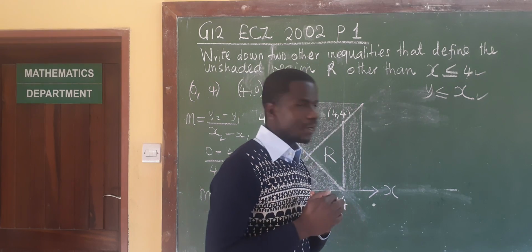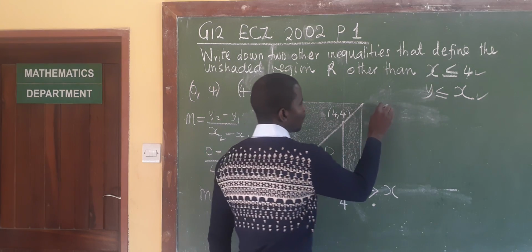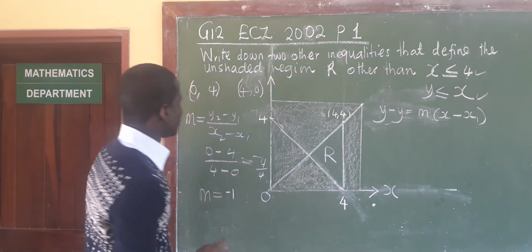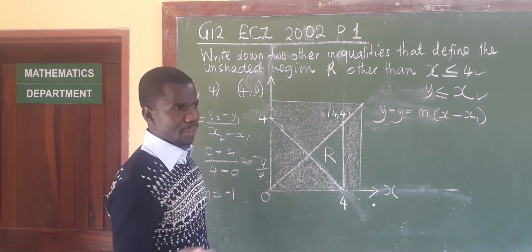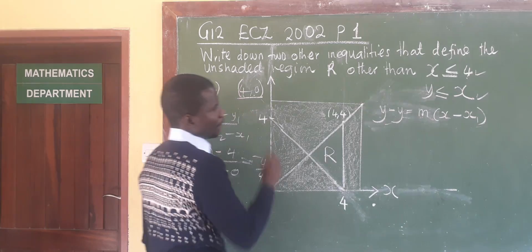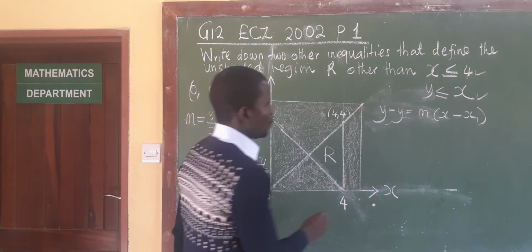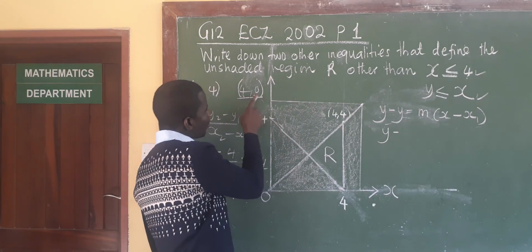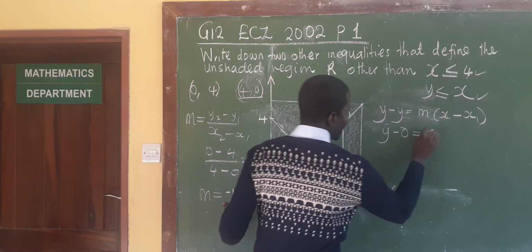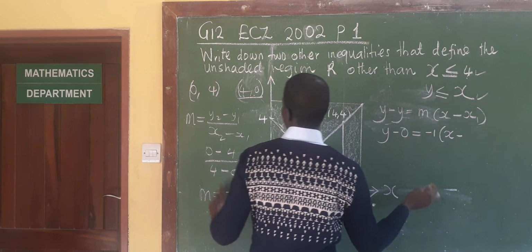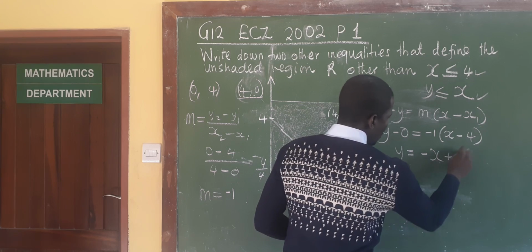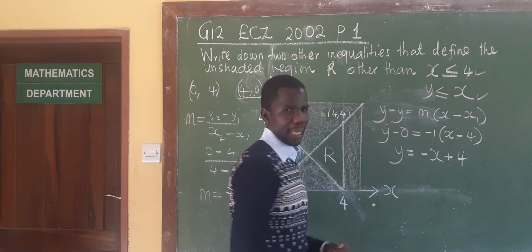Now, if we have the gradient, how do we construct the equation? To come up with the equation, we use this formula. When we have a point where y is equals to 0, I like using such a point. So here, the y coordinate is 0, the x coordinate is 4, and our gradient is negative 1. So we're going to say y minus the y coordinate, which is 0, is equals to negative 1 times x minus 4. When we expand, we'll get a plus.